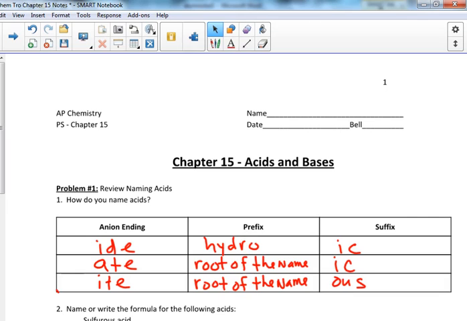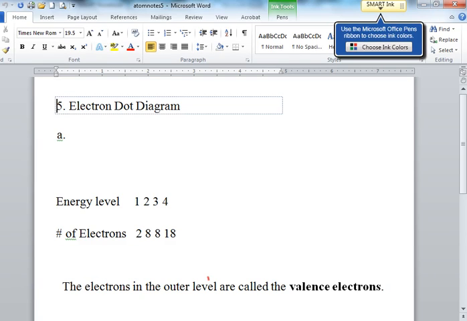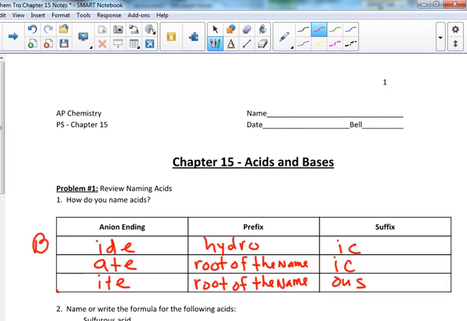First, there are two types of acids, one being binary and the other being oxy. So let's talk binary first. How do you tell if it's a binary acid? Binary acids are a hydrogen plus one other element. The anion ending for a binary acid is IDE. We use the prefix hydro, and then the suffix will be IC. For example, a binary acid would be hydrochloric acid, HCl. Another example would be HBr, hydrobromic acid.